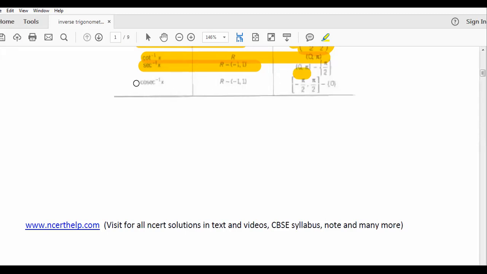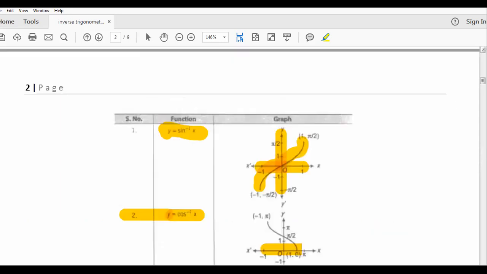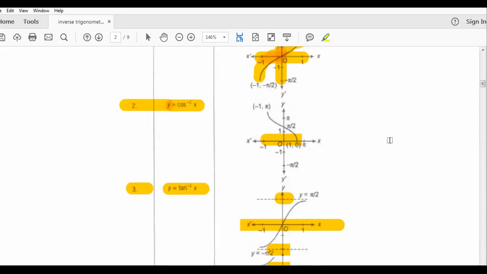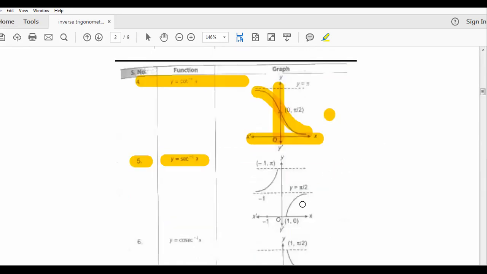Okay, similarly for cosecant inverse, remember the domain is real numbers except the points -1 and 1, and the range is -pi by 2 to pi by 2 except the point 0, because cosecant at 0 is undefined. Is it clear, beta? So remember these points, domain and range. Now come to the graph of secant inverse x.